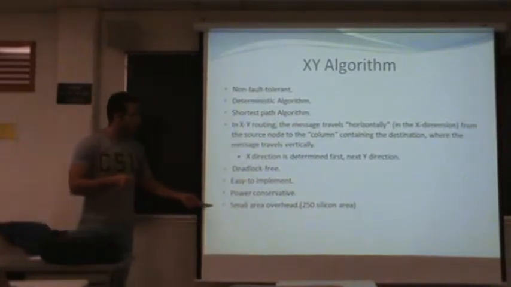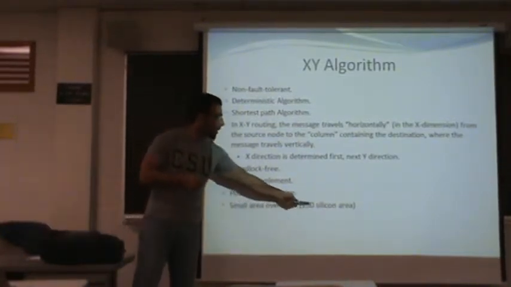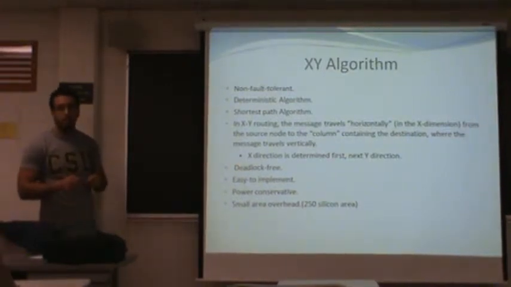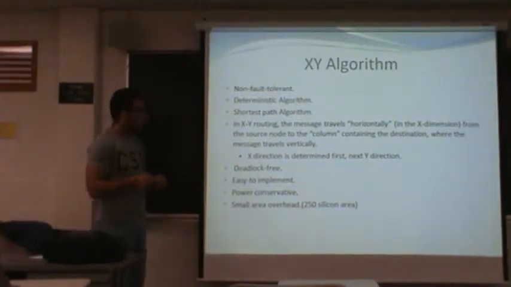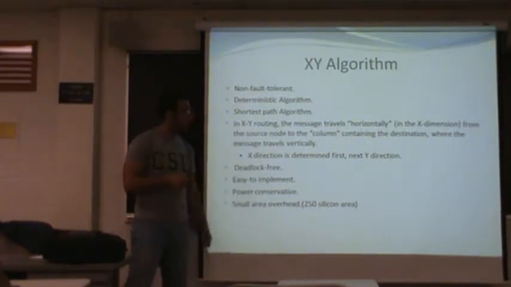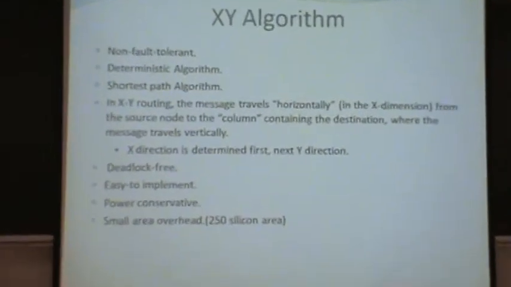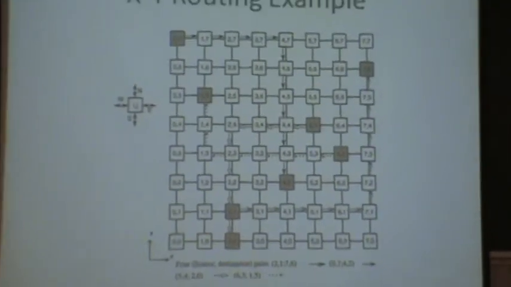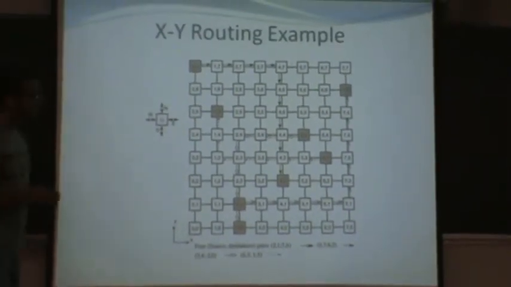And the overhead that we need is 250 silicon area. What I mean by silicon area is the area of a NAND gate. So basically, the overhead is 250 times the area of a NAND gate, a two-input NAND gate, specifically speaking. This is a very quick example about the XY algorithm.